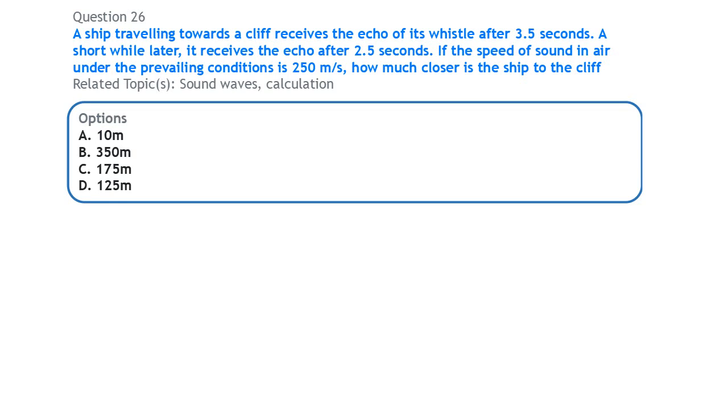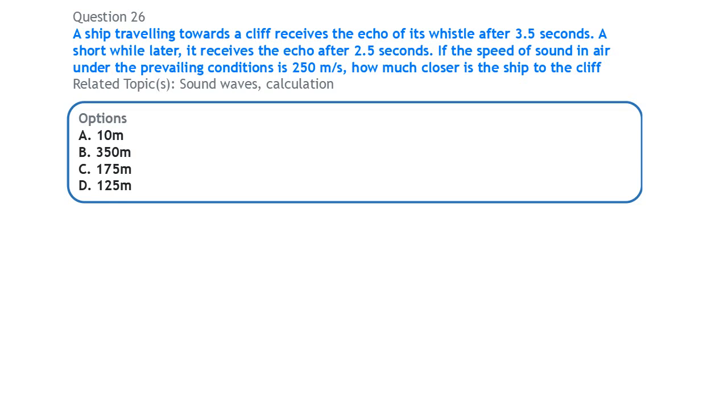Now if you look at this question, the first echo that he heard was 3.5 seconds after the whistle. Then later he heard an echo at 2.5 seconds. Now the thing is, the farther the person is from the reflecting surface, the longer the time it will take to hear the echo. Let's say we have somebody here who is making a sound. That sound is going to travel to this surface, then be reflected back to that person.